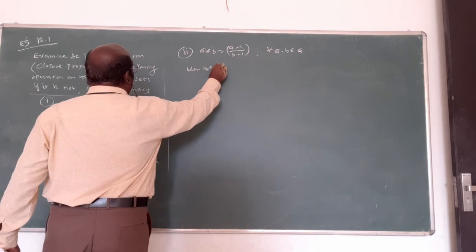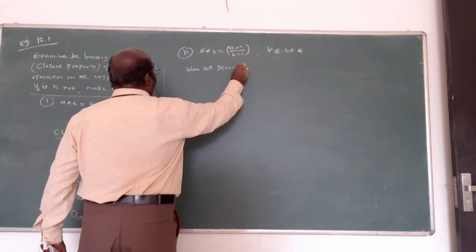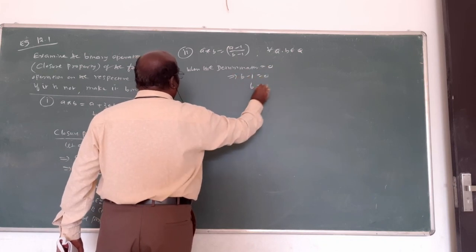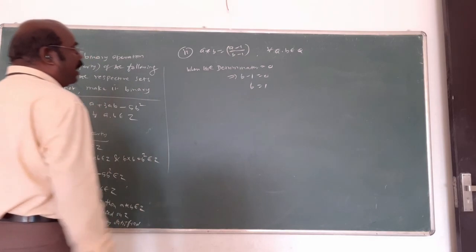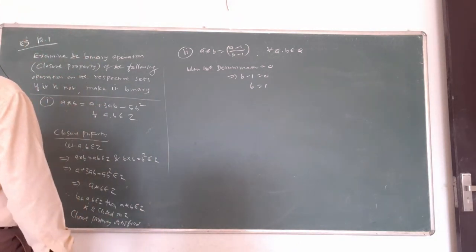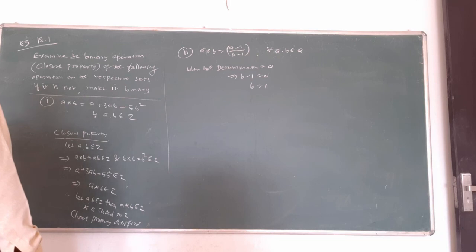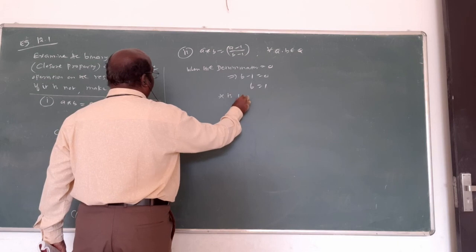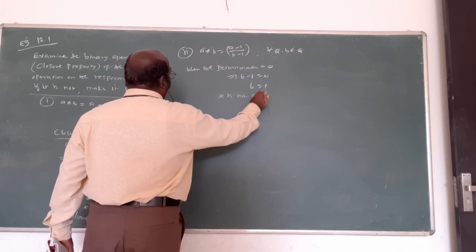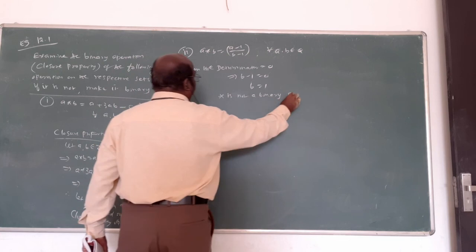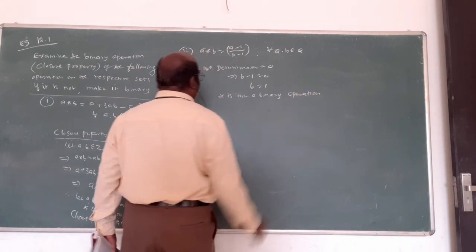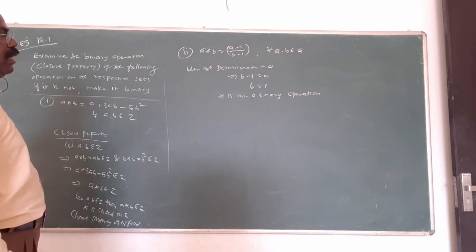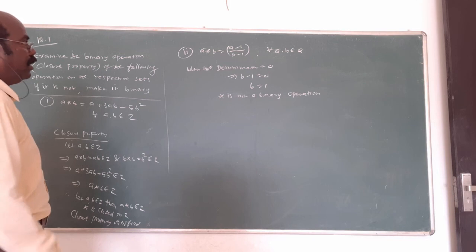When the denominator is 0, which means B minus 1 is 0, B equals 1. Am I right? This is actually not well defined. When the denominator becomes 0, star is not a binary operation. Am I right? Therefore, star here is not a binary operation. When B is 1, it is not a binary operation.